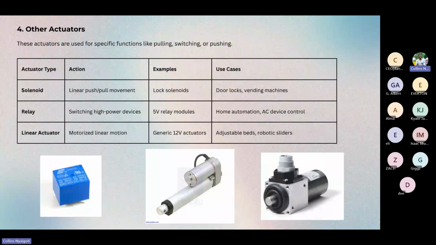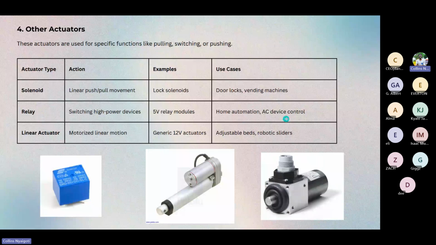The relay works with a concept similar to the solenoid, but these are just two circuits together. This one here is used for switching high power devices. Relays are more like switches, like higher level switches, used for home automation and AC device control.